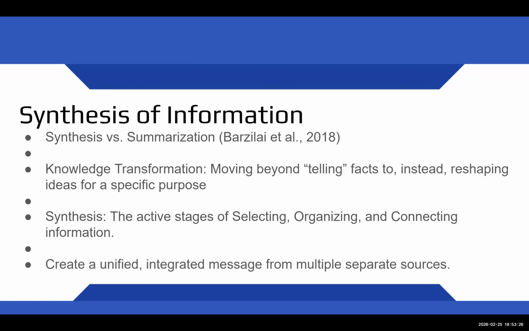The first step of analysis is understanding the difference between summarizing and synthesizing. According to research in learning to write synthesis texts, synthesis is a complex process of knowledge transformation. It's not just listing what source A and source B said in a row. Instead, analysis at this stage requires 3 specific actions: selecting, organizing, and connecting. You are looking at your sources and identifying where they overlap, where they conflict, and where they support each other.